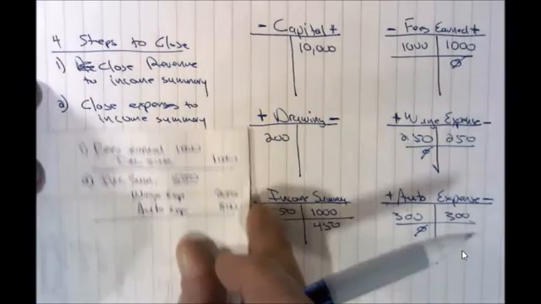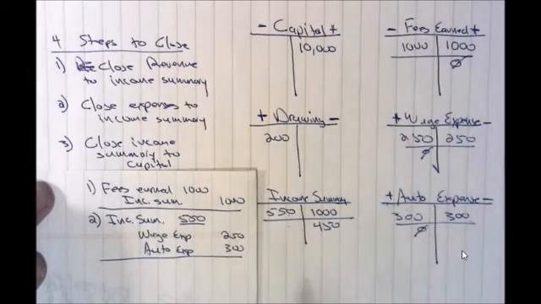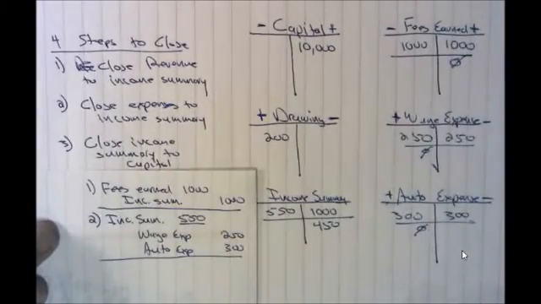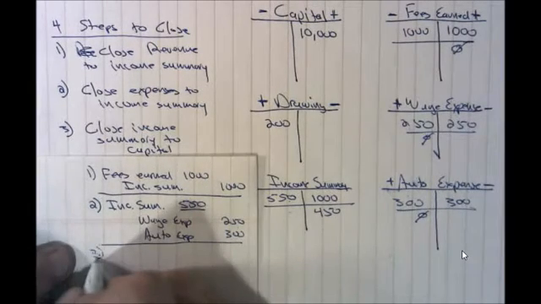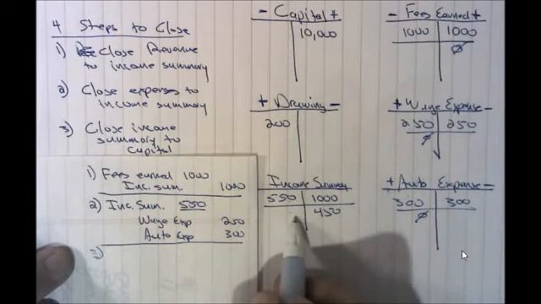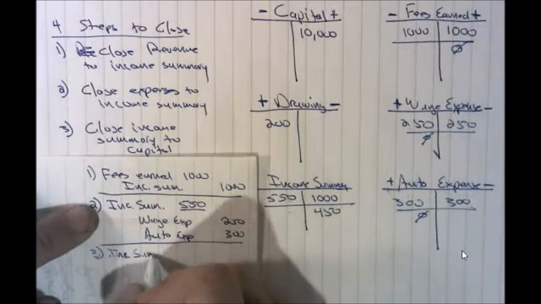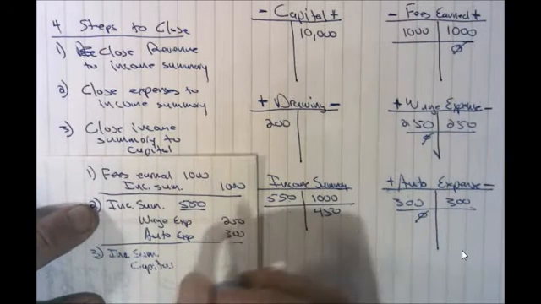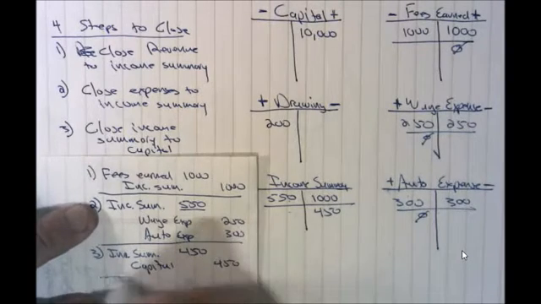We are going to take that income summary account and we are going to close it to capital, right? Income summary, we're going to close to capital. So step 3, credit balance, I gotta do what? Debit that to make it go away. Income summary, and I'm going to credit capital for $450, right? So there's step 3.